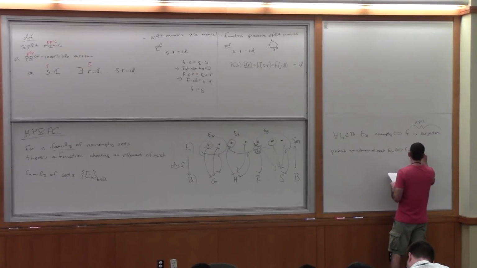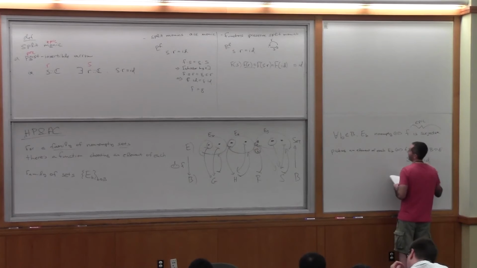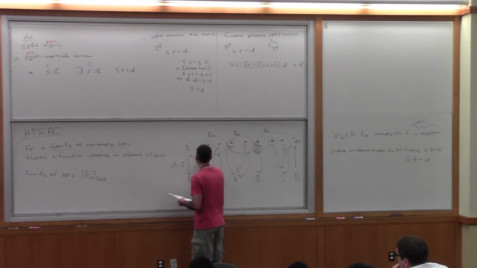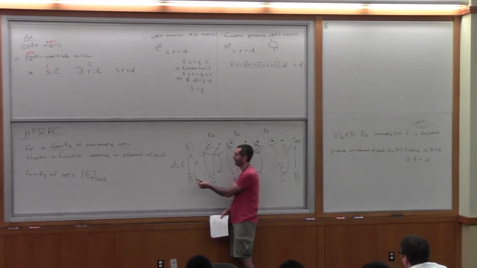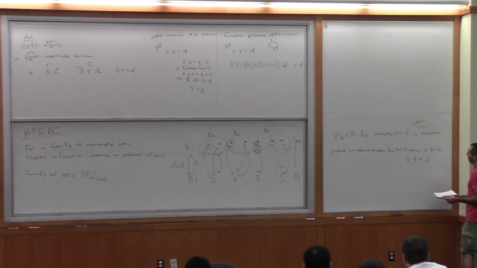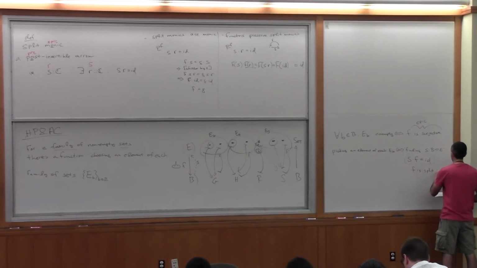a function s from B to E such that when you compose it with f, you get the identity. In other words, I have a function going the other way here, which I call s. For each house, I pick a prefect, and then I have to check that the prefect lives in that house. So when I check the house that the prefect lives in, it's the same house that I started with. That's this condition. But what is this? This just says that f is split epic. It has a pre-inverse s.